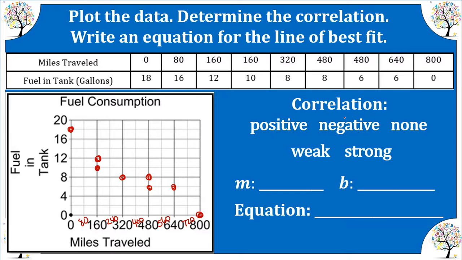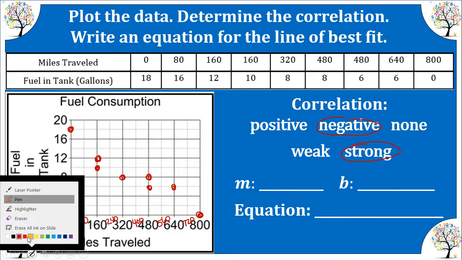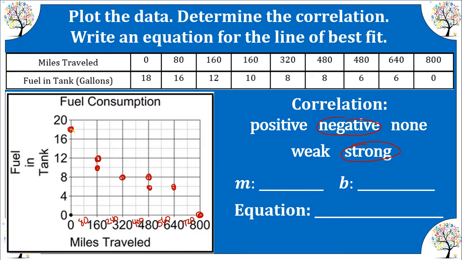So this definitely has a negative correlation. The more miles you travel, the less fuel you have in your tank, and it looks pretty strong. Let's pencil in a line of best fit. And we're going to use the points 0, 18 and 800, 0, the two intercepts.